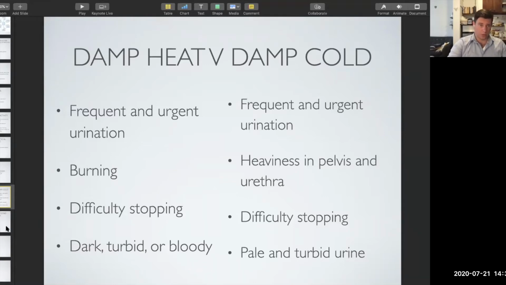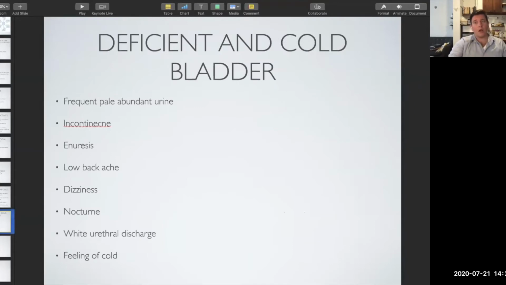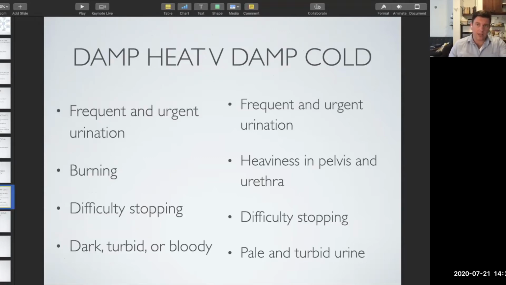And you can look those patterns up if you want to. And the other one is a deficient and cold bladder. So this is deficiency meaning kidney yang deficiency, right? The bladder itself is not going to have deficiency. Is it deficient in cold? It's deficient because the kidney yang is deficient, and it's cold because the yang brings the heat that causes the transformation. So basically, damp, heat, and cold is the excess version.